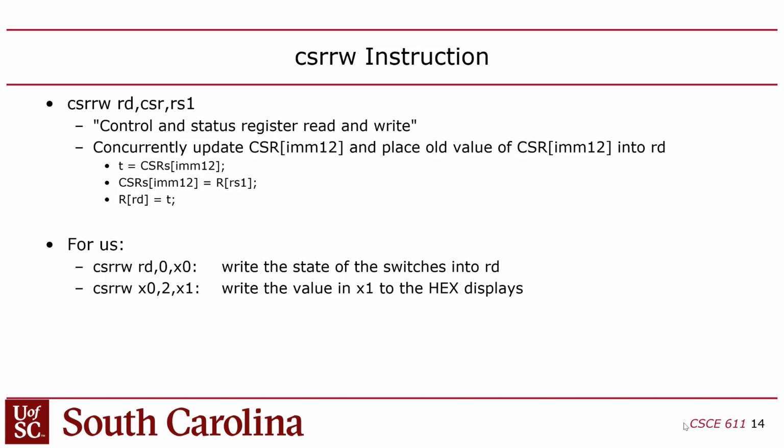And then if you want to write the hex displays, you specify 2 as the I/O register, and then X1, which is the value you want to write to the hex displays, and then you just use register 0 as the destination register in your register file. So basically, these are the two recipes, for either reading the switches or writing the hex displays. Make sense? In terms of your code, right?